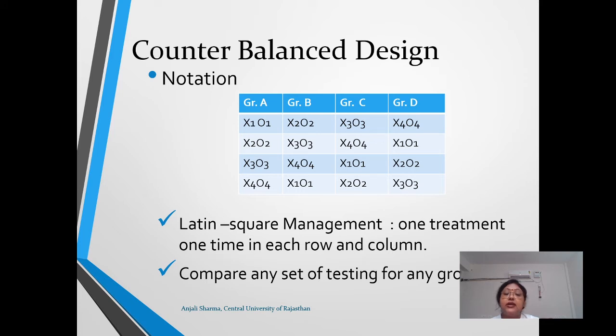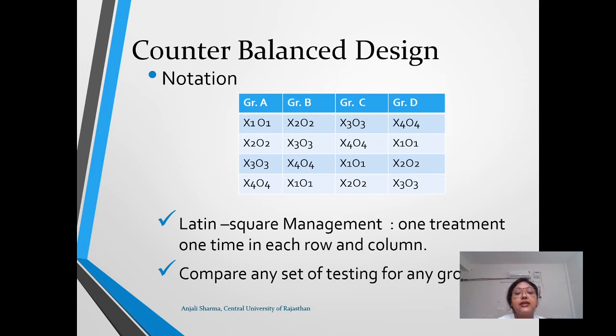But this square arrangement is giving us one treatment one time in each row and each column. So with the help of this design, we will be able to give every kind of treatment to every group, but one treatment at a time, in each column and each row. It means every group will receive a particular treatment at a time, and all the treatments will be received by every group.